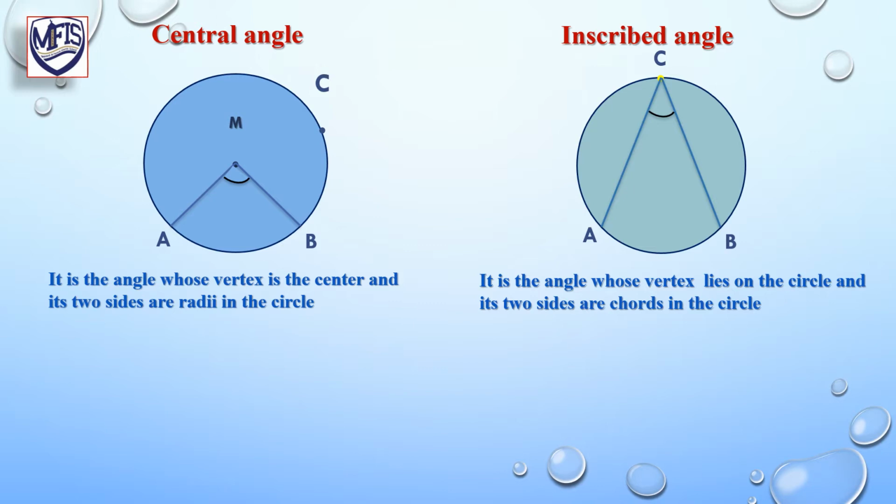Again, central angle, its vertex is the center and the two sides are two radii. But inscribed angle, the vertex lies on the circle and the two sides of this angle are two chords of the circle. Notice that angle AMB is called central angle, but angle ACB is called inscribed angle.